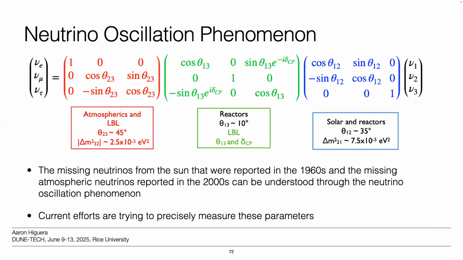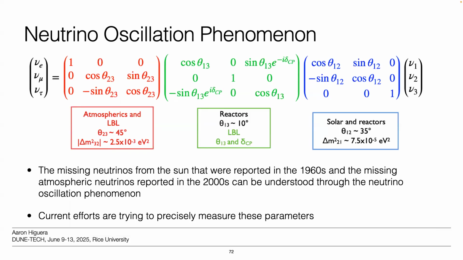These experiments are going to measure theta 1,3, just because it's significantly complex. And the reason that we can access this is that we can do approximations, right? Whether it's the two neutrino flavor approximation or we assume something else.